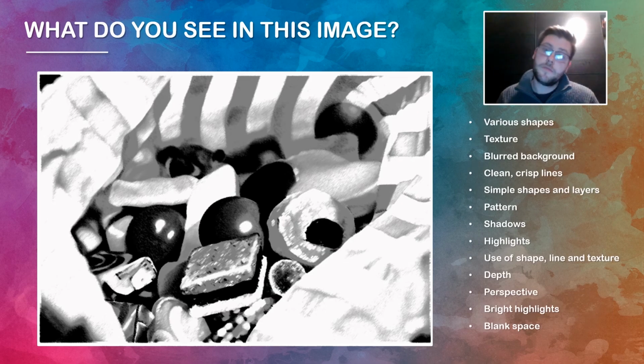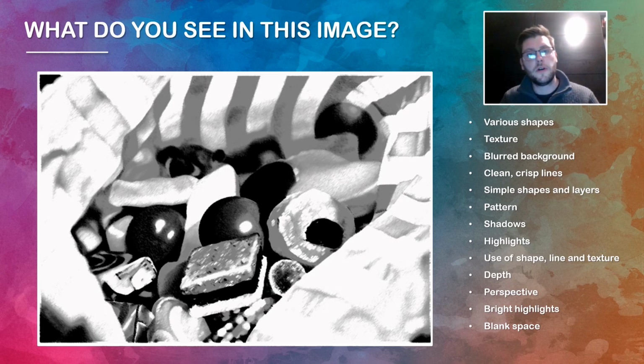This time, there's still the various shapes, but now I can start to see a bit more texture. There's a blurred background and the clean crisp lines, simple shapes and layers, because everything is starting to be simplified. I can actually see some pattern in there now in some of those suites. I can see shadows and highlights, the use of shape, line and texture, depth, perspective, and particularly in this one, some bright highlights and some blank space.